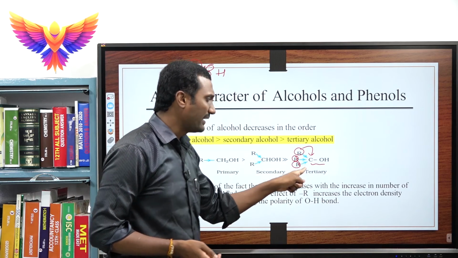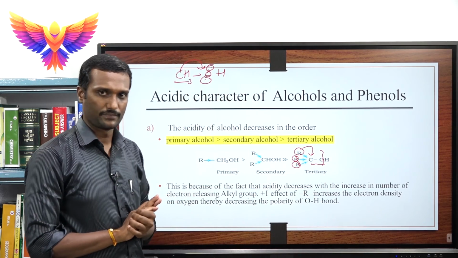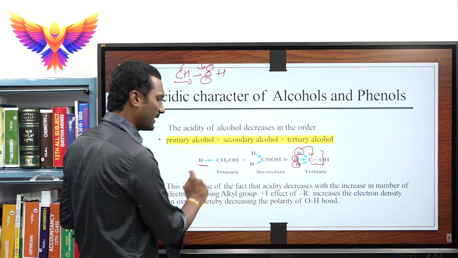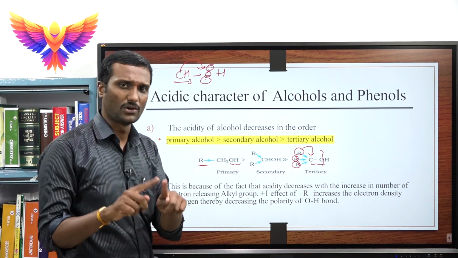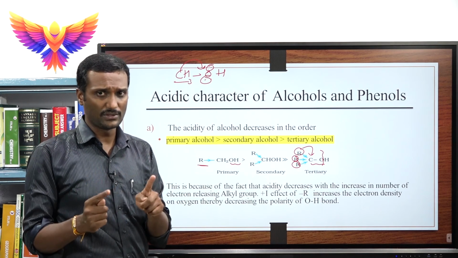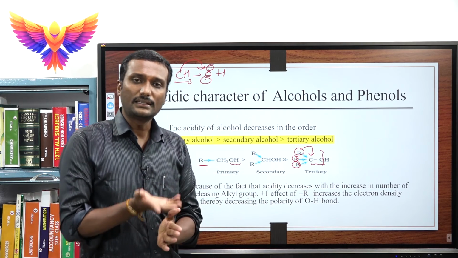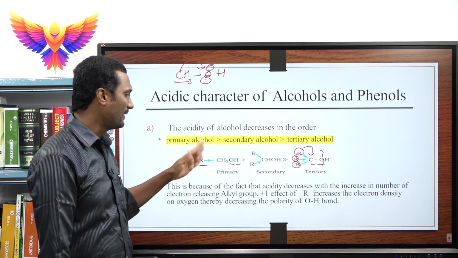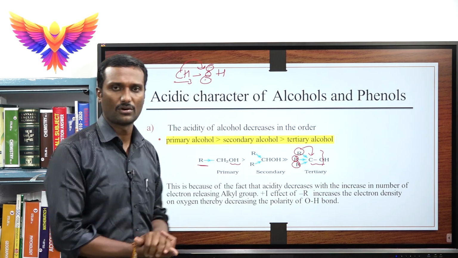So when the polarity decreases, the ease of release of hydrogen reduces. Again, in this case only one alkyl group is there, so the polarity is much greater between the oxygen and hydrogen. If the polarity is high between the oxygen and hydrogen, there is an increase in acidic nature. In this way the acidity will decrease when you increase the number of alkyl groups.